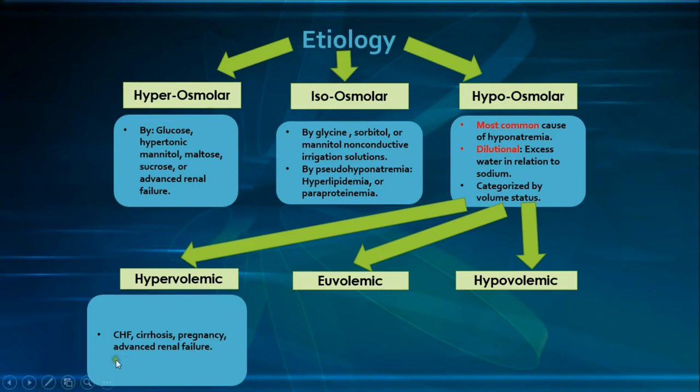And now coming to the last cause, which is advanced renal failure, which we have already discussed previously, if you remember, in the hyperosmolar hyponatremia, and we have also discussed previously why we have included it in the hypervolemic hypoosmolar hyponatremia. And please note that an advanced renal failure could actually be euvolemic as well, so it could also be included in this category right here.